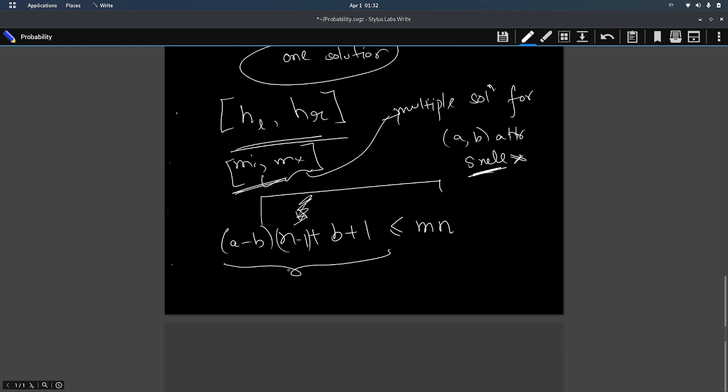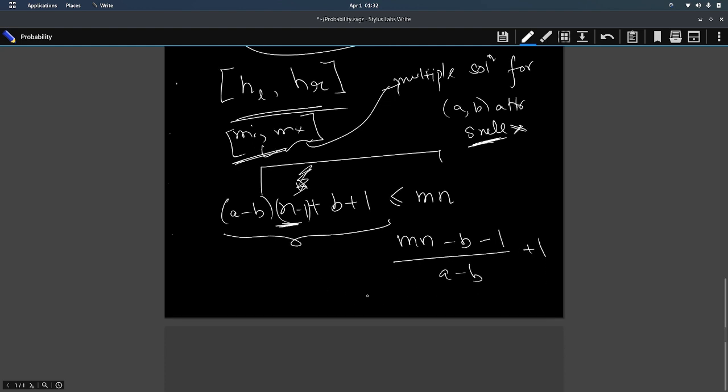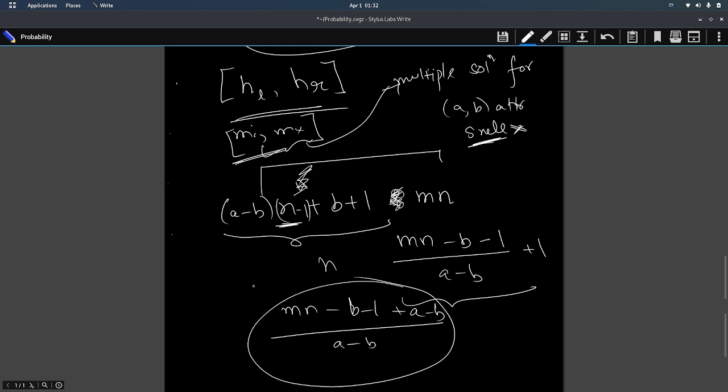Okay, so if we find out the solution for n in this, it will be by a minus b plus 1 again. So n is what we are trying to find out, and this will give us mn minus b minus 1 plus a minus b by a minus b, right?